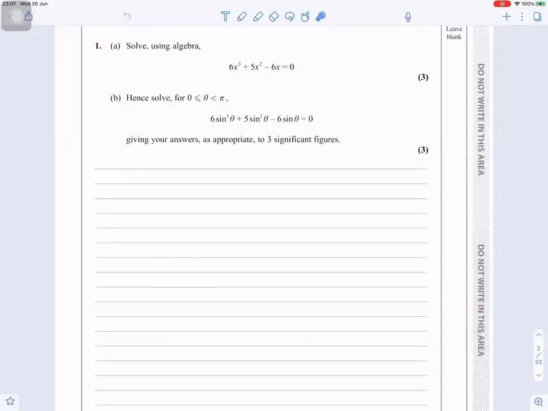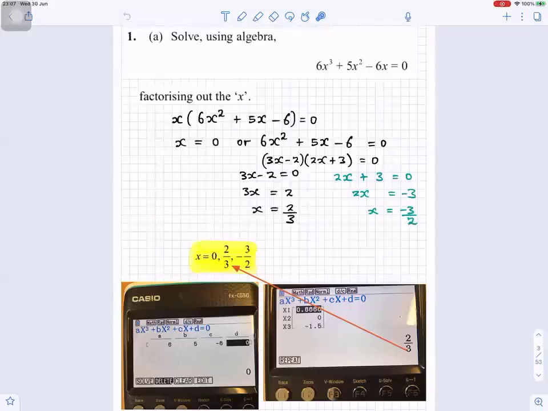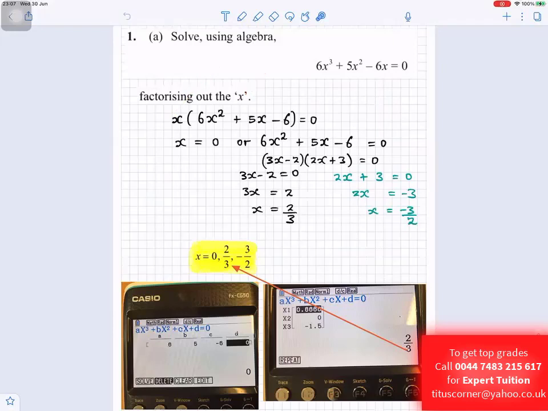This is question number 1. Solve using algebra. That's part A, and then that's part B. If we notice there's x there, x there, x there, x is common, so we take x out of the bracket. So factorizing out the x, you have 6x squared plus 5x minus 6 equals 0.